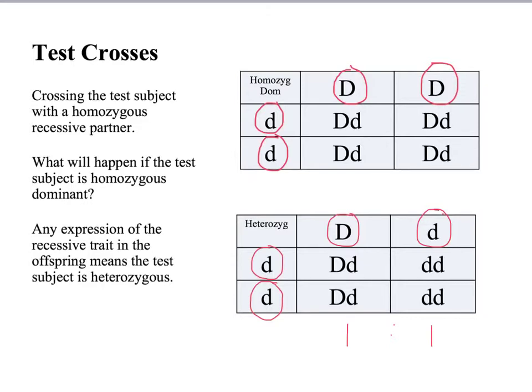If we're dealing with things like human children, it may take 3, 4, 5, maybe even a dozen children before that recessive trait shows through. But if it ever does, then you know that one of the parents is heterozygous.